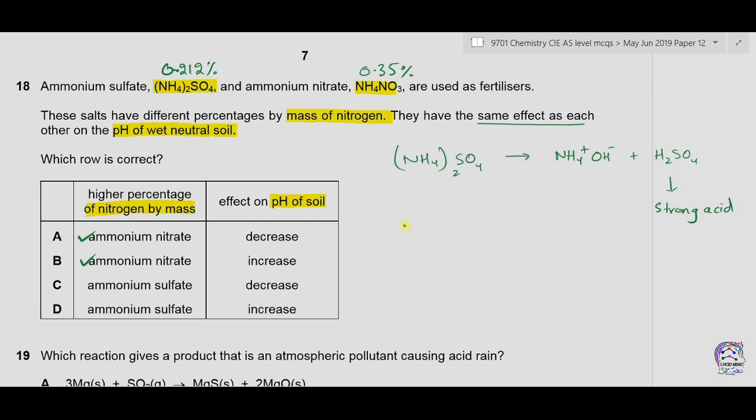Same is true for ammonium nitrate. Ammonium nitrate, when dissolved in water, forms ammonium hydroxide and nitric acid. Again, nitric acid is a strong acid and ammonium hydroxide is a weak base, so therefore the effect on pH will be that the pH will decrease. So the correct option is A.